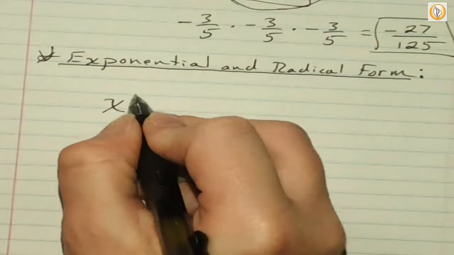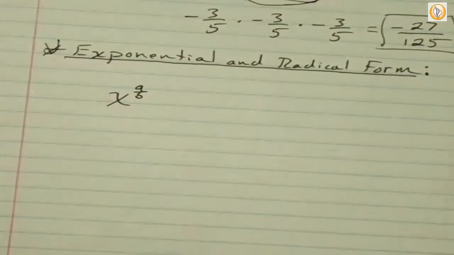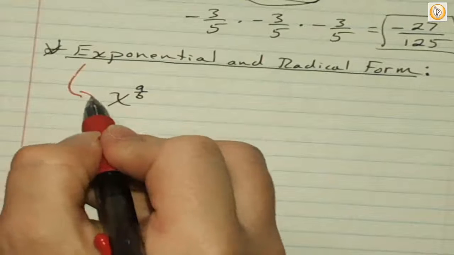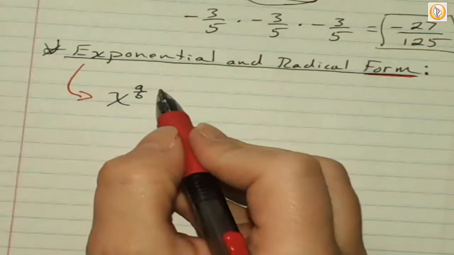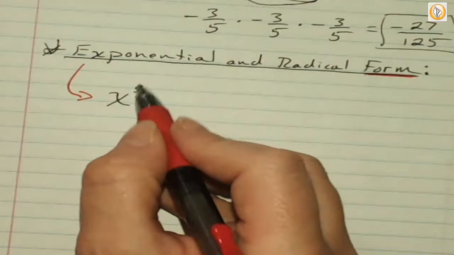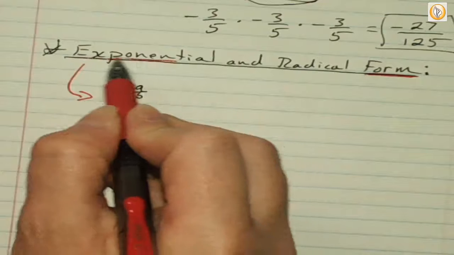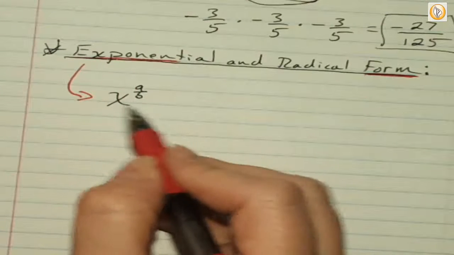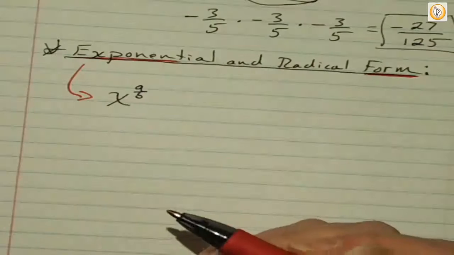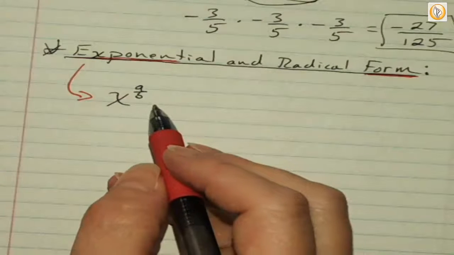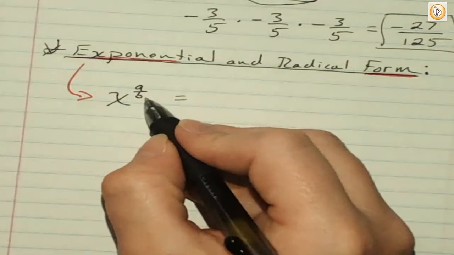This right here, that's a to the b, a over b. That is your exponential form. It's exponential because, look, it's got an exponent. So you got to remember, exponential form has the word exponent in there. It should look like this, a number with an exponent, right?